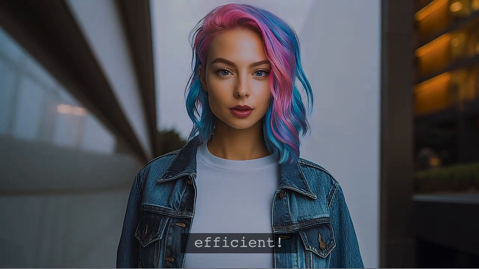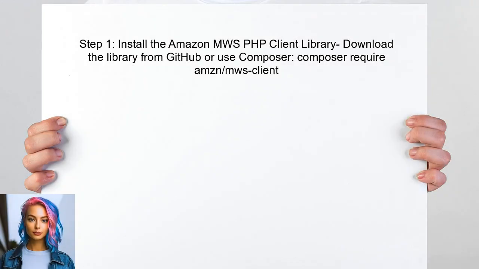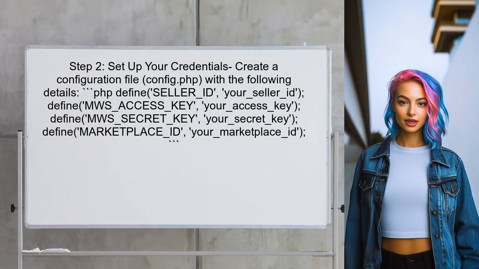smoother and more efficient. To begin integrating Amazon MWS with PHP, the user should first install the necessary PHP library for MWS. This library will help simplify the API calls. Next, the user needs to set up their credentials. This includes the seller ID, secret key, and marketplace ID. These credentials will be used to authenticate API requests.